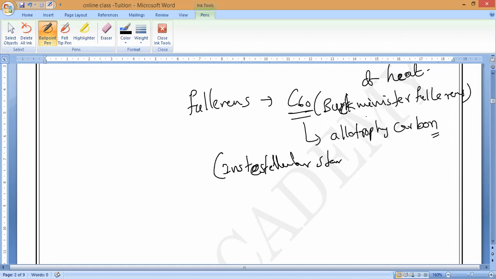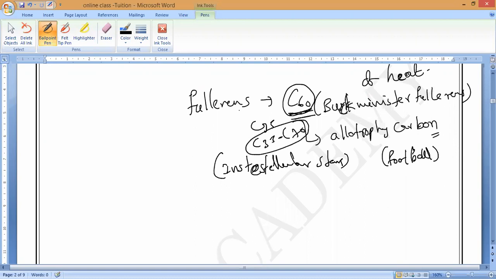It is present in interstellar space. So this is called C60, which has a football shape. Examples of fullerene is C60. Actually C35 to C70, the carbon numbers vary. These are all called fullerenes only.